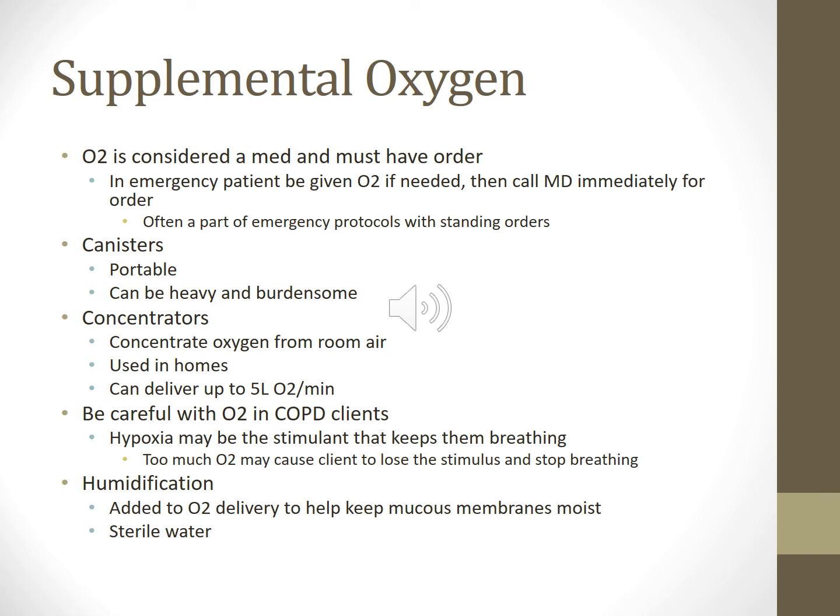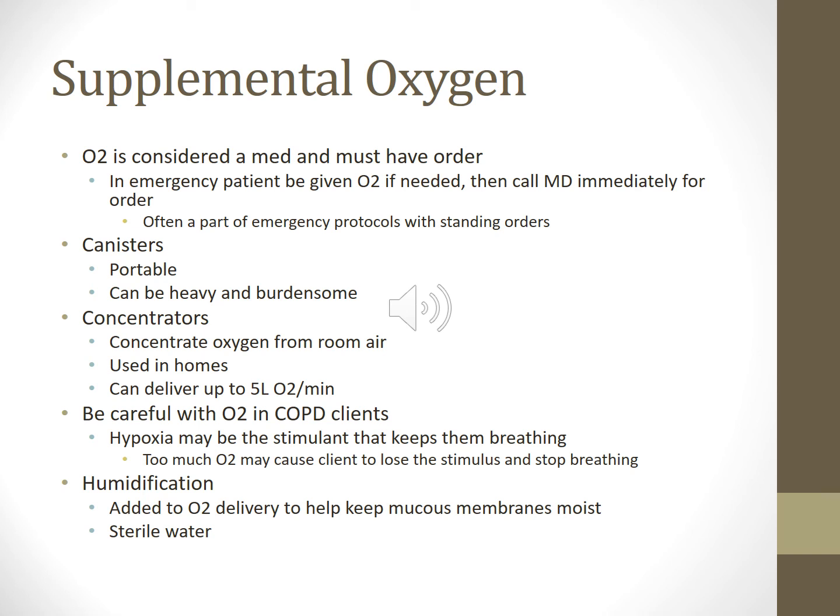Oxygen can be supplied in many different ways, from wall units that you might see in the hospital to possibly a cylinder or tank that's portable. But basically, there is a flow meter that is attached to the wall unit, or on the cylinder or tank, and it has a valve, and that regulates how much oxygen that patient is getting. Canisters are nice because they're portable, but they can be heavy and burdensome to patients.